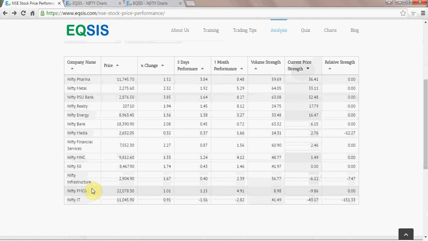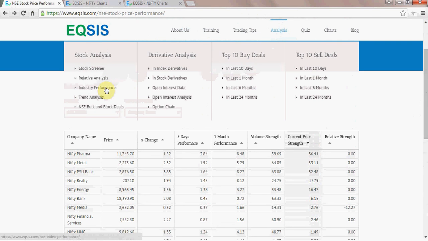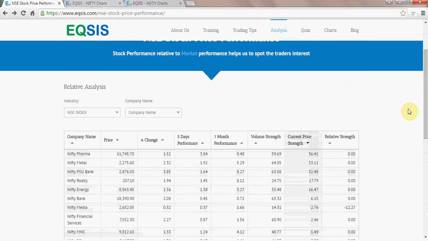So I still request you people to focus on both in terms of their relative analysis as well as industry specific one. This will help you to pick stocks in a short span of time.